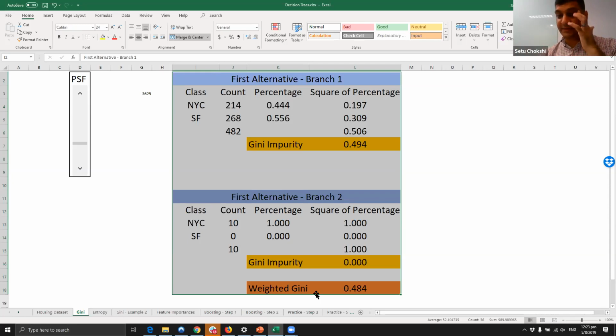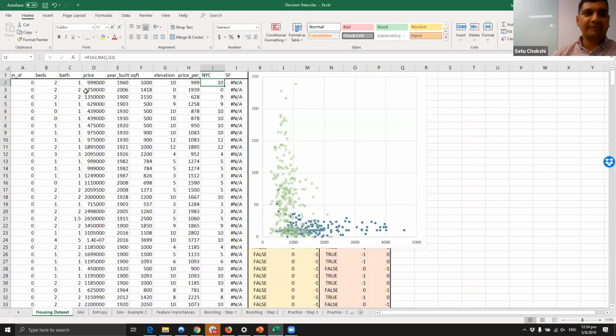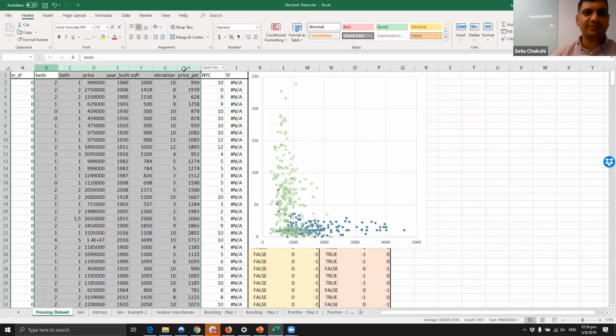Now over here we talked about just a single feature, but I wish real life had a single feature. Most likely it's going to have more than one feature. So now how do I pick which feature to do a split on? Any thoughts? Let's say in this data set, I have quite a few features. This is San Francisco. This is my class. I have beds, bath, price, year built, square foot, elevation, price per square foot. So I already have 7 attributes. Which attribute am I going to pick first?